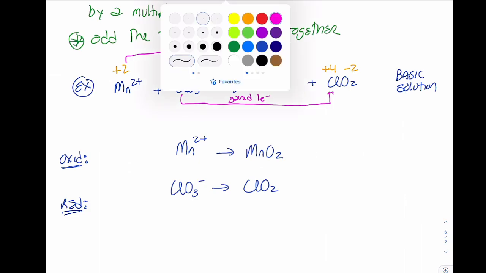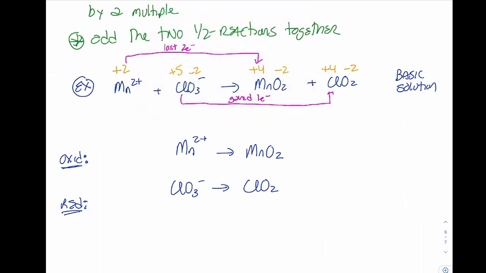Okay, now that we have our 2 half reactions, our next step is to balance all of the atoms other than oxygen or hydrogen, and they are, right? 1 manganese, 1 manganese, 1 chlorine, 1 chlorine. Next step is to balance oxygen and hydrogen.